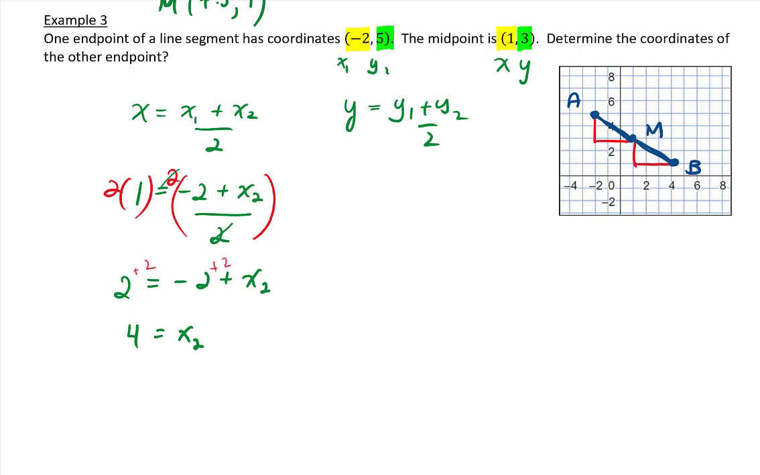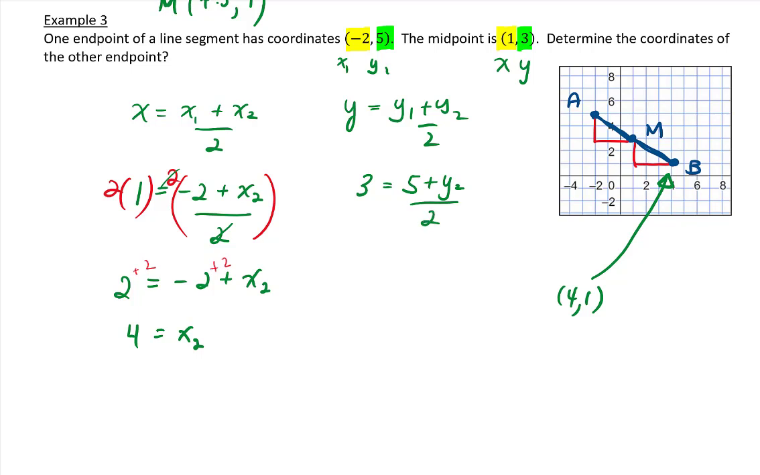Now let's go to our graph. Notice our graph here, that value for B, if we count squares, is 4, 1. So we got the x value right. We've got the 4. Let's try it with the y component. Let's sub in our values for y. So we see from the point that y is 3, y1 is 5, because that is from the endpoint. The other endpoint we don't know, so that's y2 divided by 2.